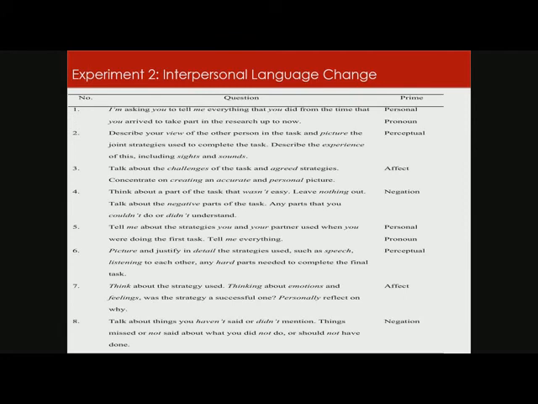Okay, so we had 8 questions. 2 of them contained a personal pronoun prime. So this would be things like I. 2 contained a perceptual prime. So here we're looking at sights and sounds. 2 contained an affective prime, and 2 contained a negation prime. And these were counterbalanced across participants so that not every participant heard the same question with the same word prime.